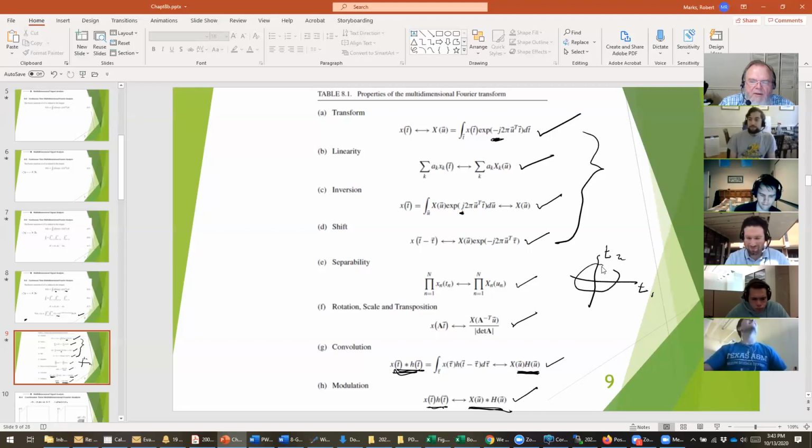So we can think of a two-dimensional picture. Here's a little picture of a guy. Right, a two-dimensional picture is T1 and T2, which are not time anymore. They're spatial variables. They're X and Y, if you will. Or if this was a digital image in discrete time, this would be an N1 and an N2.